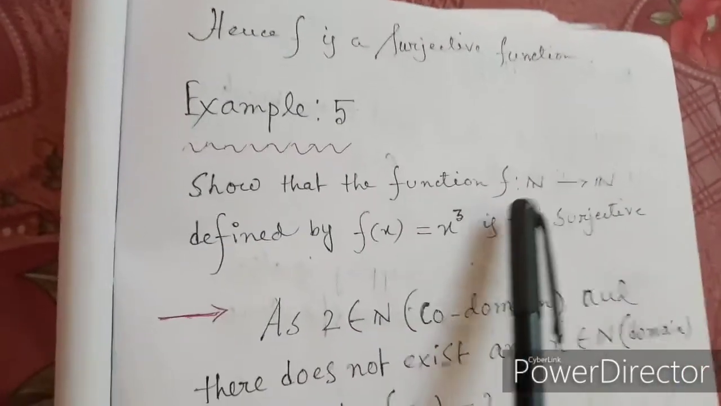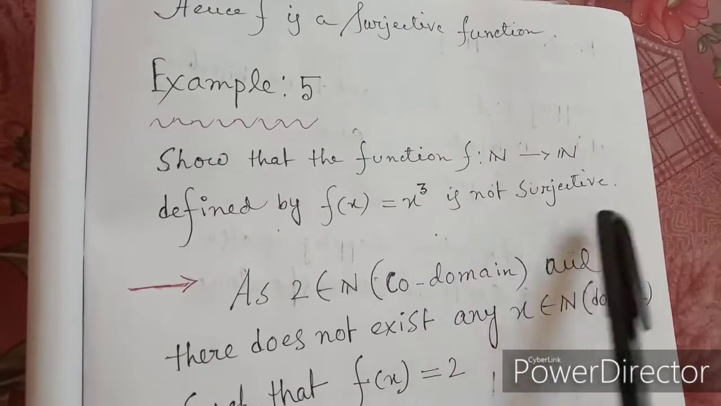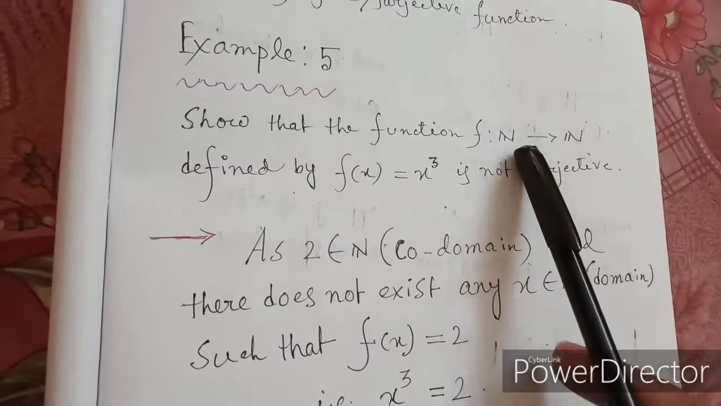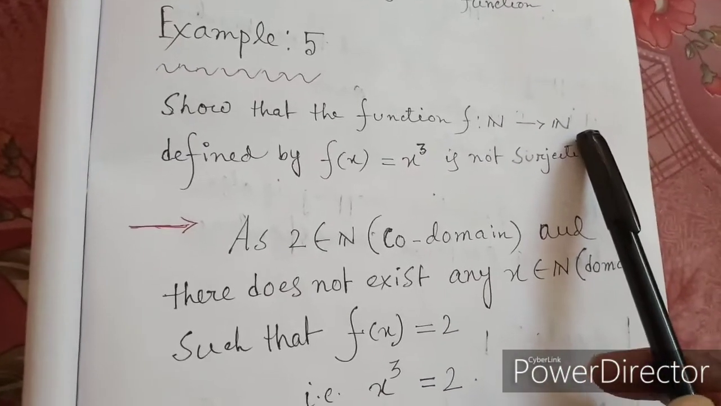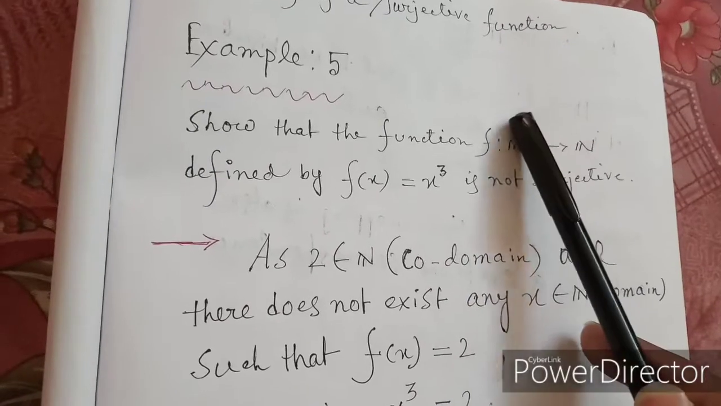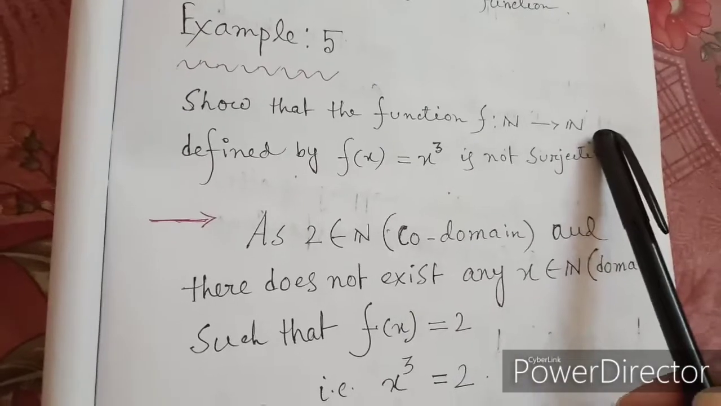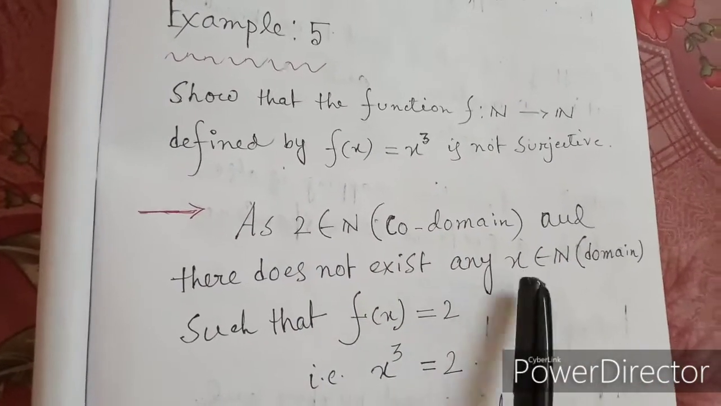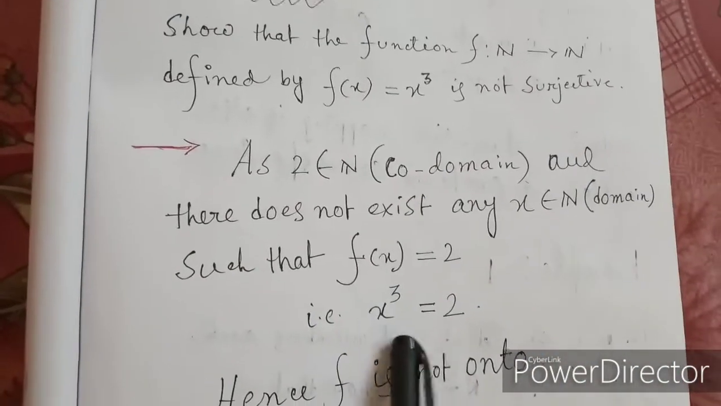So example number 5. Show that the function f from N to N defined by f(x) = x³ is not surjective. So how to show it? Look at that. The domain of the function is N and the codomain is N. Now there does not exist any element in the domain whose cube is 2, and that 2 belongs to N, the codomain. So there doesn't exist any x belonging to N, the domain, such that f(x) = 2 holds, that is x³ = 2.